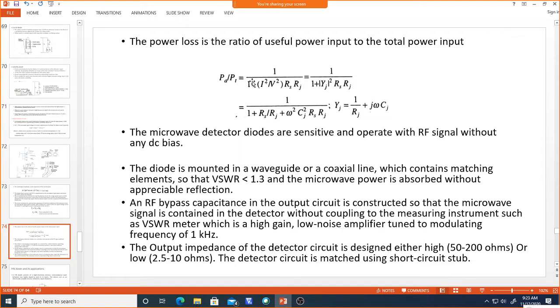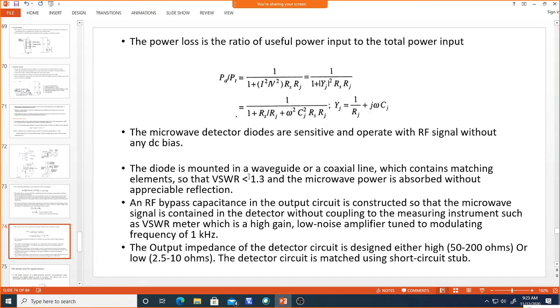Now, how will you calculate the power loss? It is the ratio of the absorbed power to the total power, which is given as the input. If you substitute the equation, you will get this equation. So this is the power loss ratio. Now, microwave detector diodes are sensitive and operate with the RF signal without any DC bias. So there is no DC bias used here for the detection purpose.